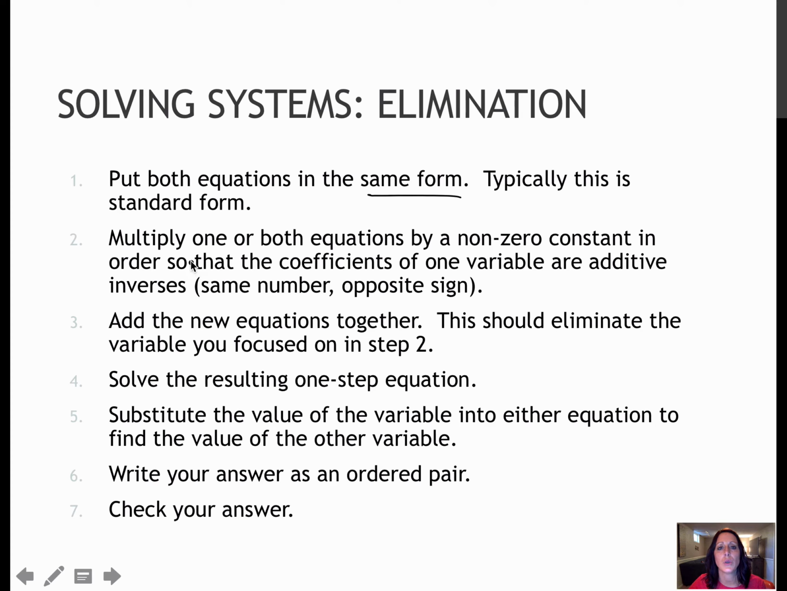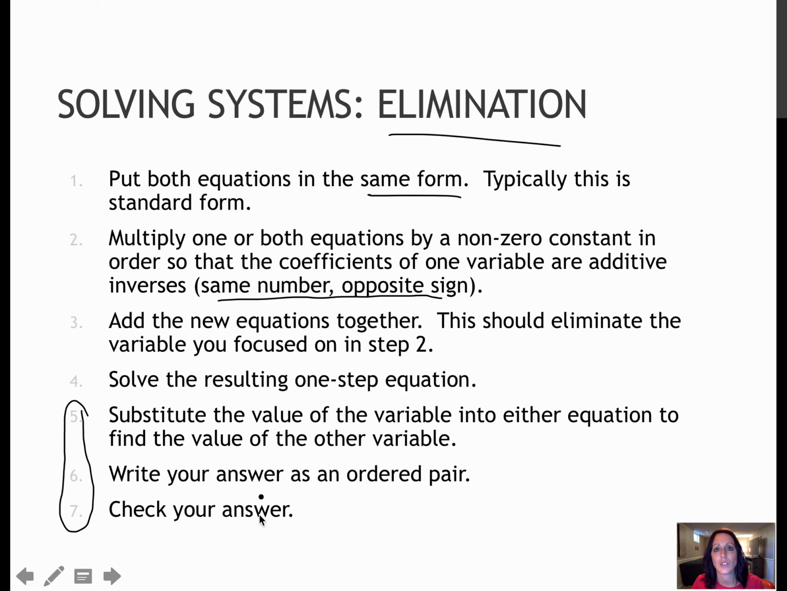And what we're going to do is line them up so that either my x values or my y values have the same coefficient and the opposite sign. So same number, opposite sign, they're additive inverses of one another. So that when I add the two equations together, one of my variables will be eliminated. And then, just as we did on the last questions, we substitute that value into either equation, write it as an ordered pair, and of course you can check your answer by plugging it into both equations.